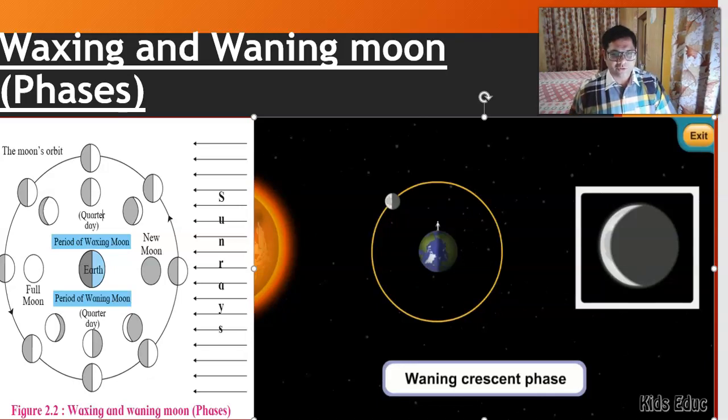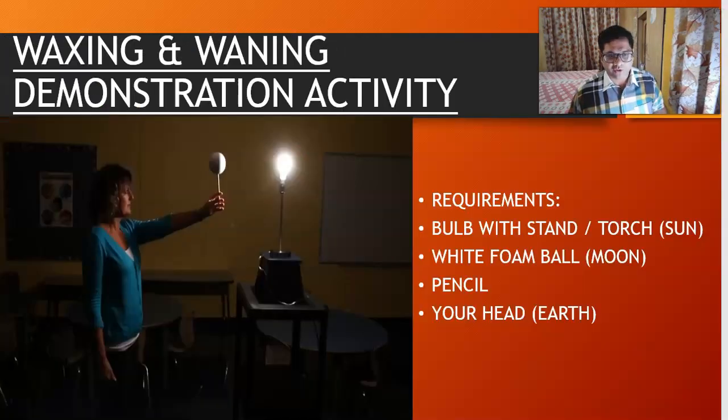Okay, children, you have understood the waxing and waning moon, that is the phases of the moon. Now let's go ahead. I'm going to show you an activity which you have to do at home. It's called the waxing and waning demonstration activity. This you must do at home, and you will require 4 things. You require a bulb with stand, which is also a torch. Anything you can choose. A bulb with a stand, you can see in the picture over here. This is a bulb with a stand, or you can use a torch, planted vertically.